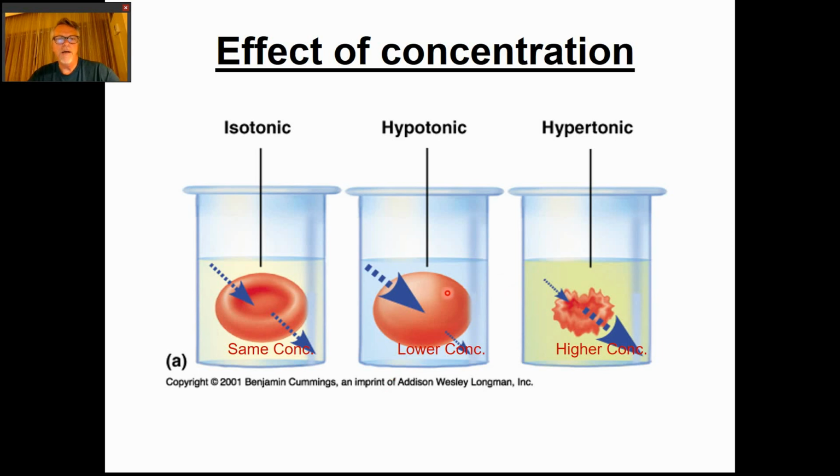if you put a normal cell like this red blood cell in really salty water, where there's a whole lot more salt outside the cell than there is inside the cell, then water is going to move into the cell and pop it. So the concentration of the solution around a cell can really be important. And in order to talk about that, we have three vocab terms: isotonic, hypotonic, and hypertonic.